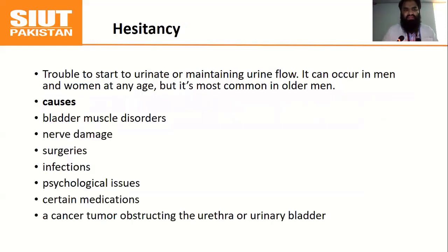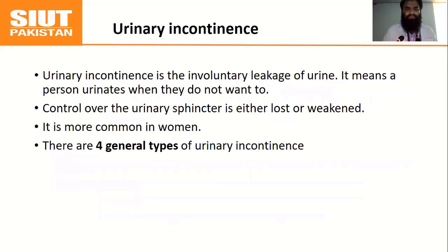Hesitancy is defined as trouble starting to urinate or maintaining urine flow. It can occur in men and women at any age, but is most common in older men. Causes are bladder muscle disorder, nerve damage, past surgery, infection, psychological issues, medication, and cancer or tumor obstructing the urethra or urinary bladder. Urine incontinence is the leakage of urine. It means a person urinates when they do not want to. Control over the urinary sphincter is either lost or weakened and is more common in females, and it is subdivided into 4 general types.